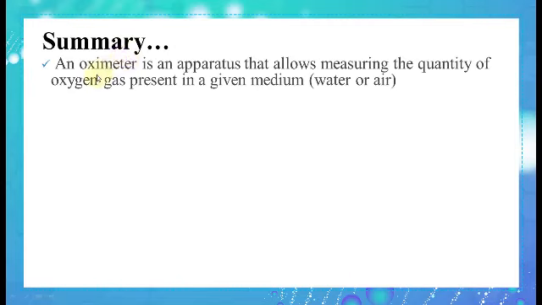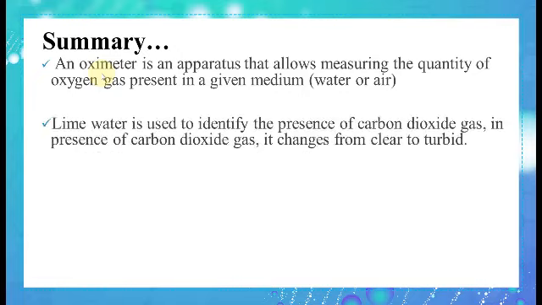As a summary, what is the role of the oximeter? The oximeter is an apparatus that allows us to measure the quantity of oxygen gas present in a given medium, water or air. What is the role of lime water? Lime water is used to identify the presence of carbon dioxide gas. In the presence of carbon dioxide gas, it changes from clear to turbid.